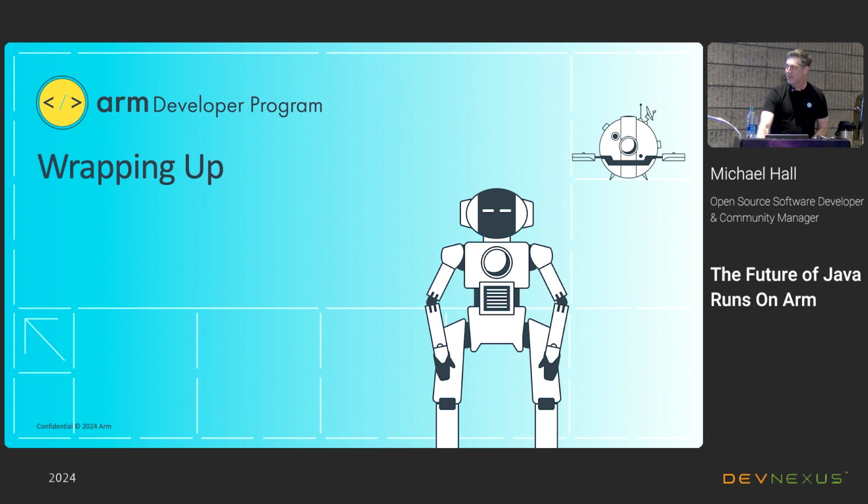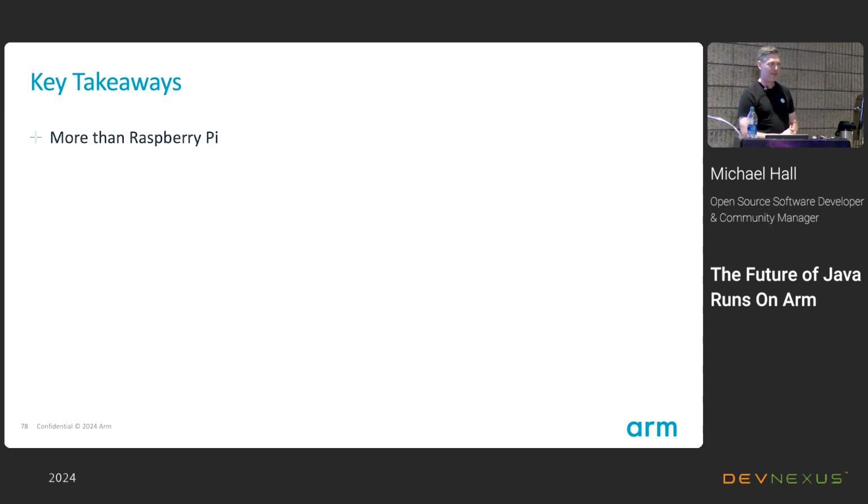All right, so coming to the end, some takeaways that I hope everybody got from this talk. First of all, ARM is more than just Raspberry Pis. It is a nice little 4-core board, but it is not what you should be thinking about when you think about running Java web services or microservices on ARM. You should be thinking those high-performance Neoverse cores and the various cloud instances that are running those.